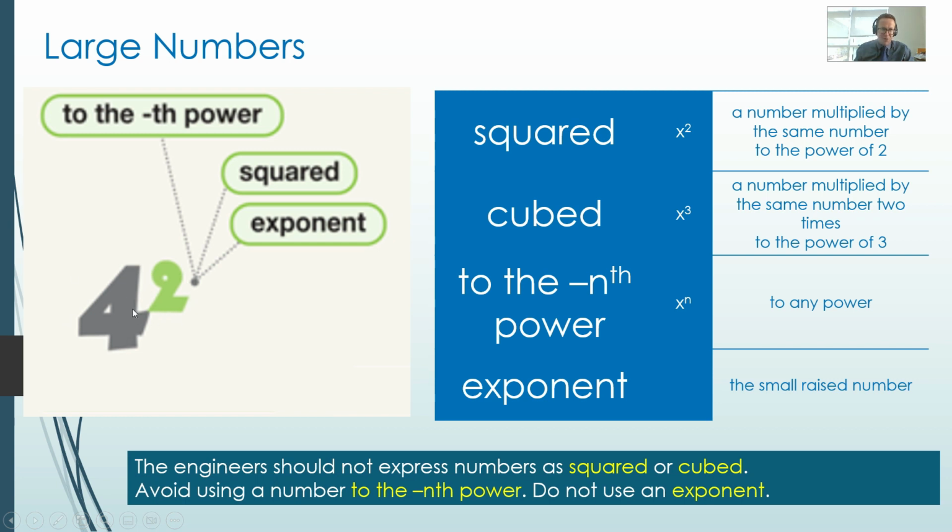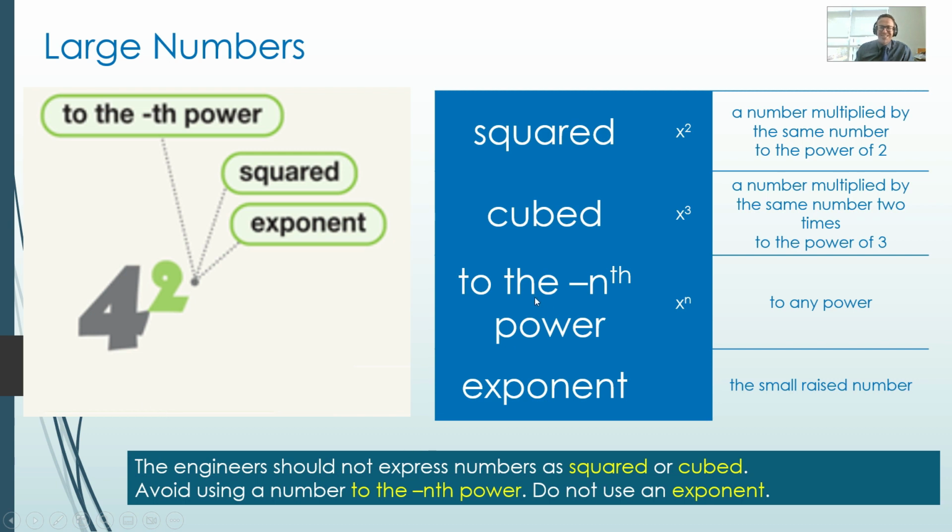So we put a big 4 and then a small 2 higher. This number is called an exponent, the small raised number. But we have different ways to describe the exponent. We have squared. This is when it's a number 2. So a number multiplied by the same number, so 4 times 4 is 4 squared. A number multiplied by the same number 2 times would be 4 to the 3, so that's 4 times 4 times 4, that's 4 cubed.